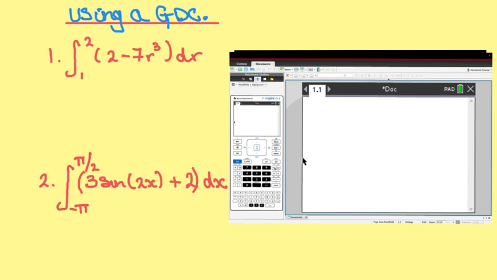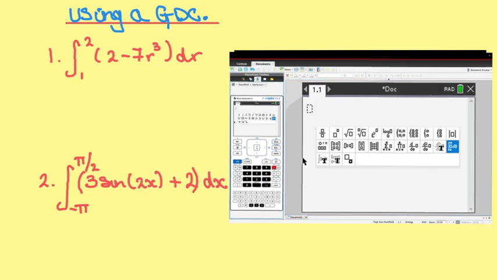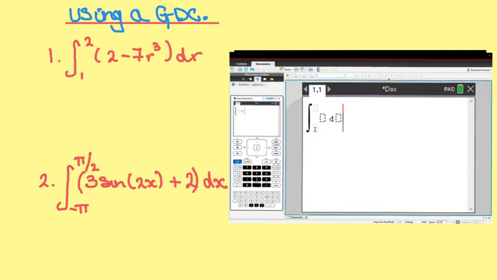If we open our TI Inspire and open a calculator page, the first thing we need to do is find the integral button. That can be found in the button next to the 9. So if we press there, there is our integral button. Open it. Our first integral has the limits between 1 and 2 for the function 2 minus 7x to the power of 3 dx. If we now press enter, that gives us minus 24.25.